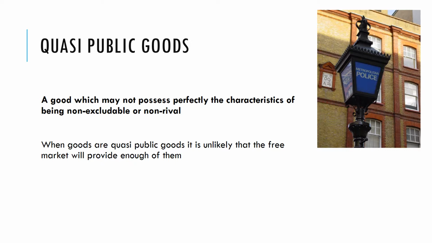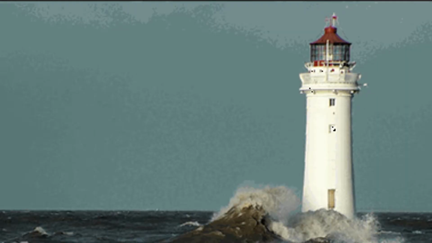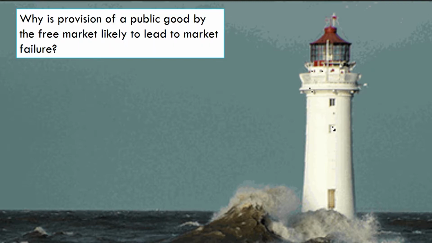So these are goods that maybe have one characteristic but not the other. And again, it's likely that for these public goods the free market will not provide enough of them. Let's illustrate an example of the problem with public goods. Why is provision of a public good by the free market likely to lead to market failure?